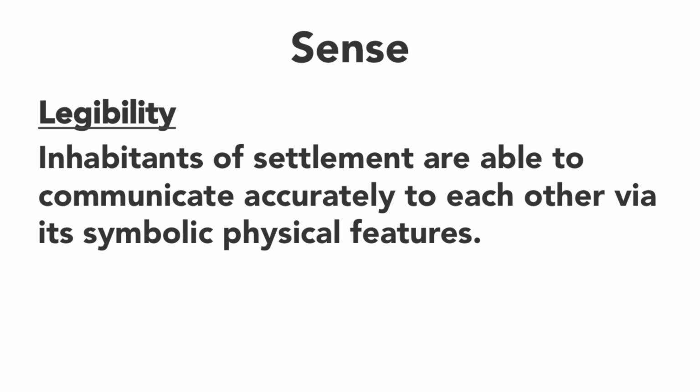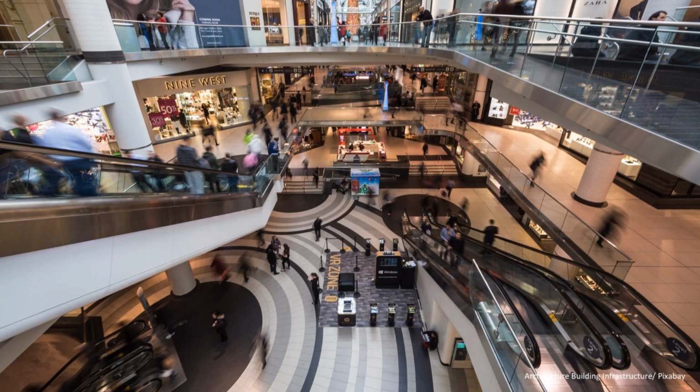Legibility is where the inhabitants of settlement are able to communicate accurately to each other via its symbolic physical features. The urban environment is a medium of communication displaying both explicit and implicit symbols such as, for example, flags, lawns, signboards, gates, columns, which inform us perhaps about ownership, status, group affiliation, and hidden functions. The image here is the inside of a busy shopping mall, showing people going up and down the escalators. Think of the way stores change, the flow of people, and future expansions of these shopping places.